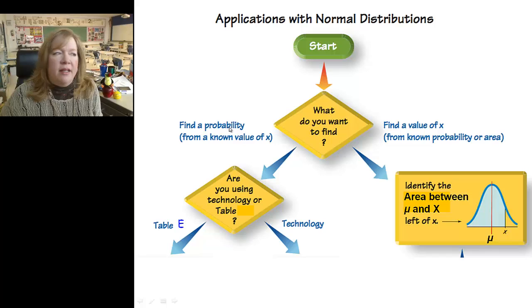On the other hand, they might ask you to find a probability. What's the probability that people have an 18 to 22 minute commute? They give you the data values.